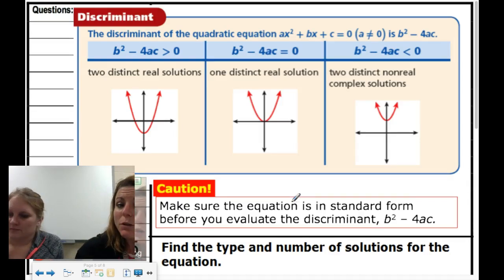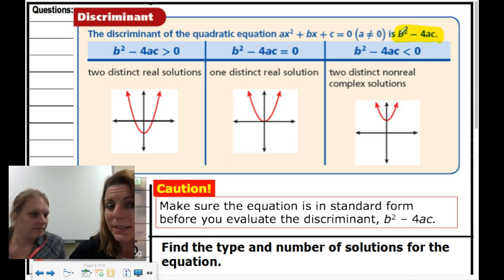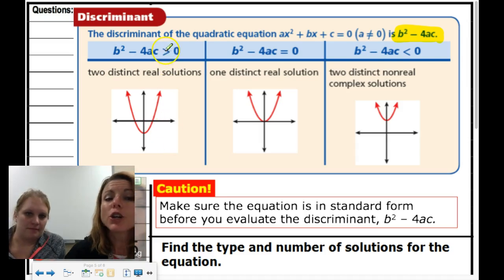And that was b squared minus 4ac. You are going to now calculate the discriminant to determine the number of solutions. So let's go through this table quickly. When the discriminant, b squared minus 4ac, is greater than 0, you're going to have 2 distinct real solutions.